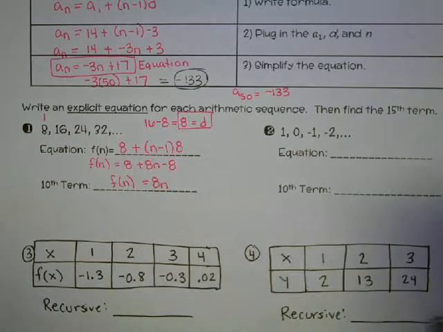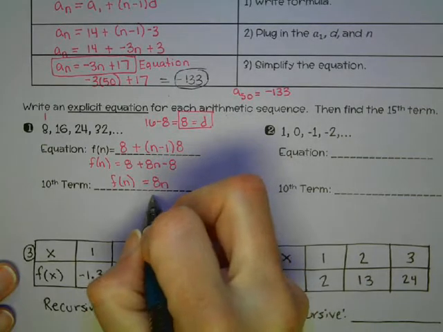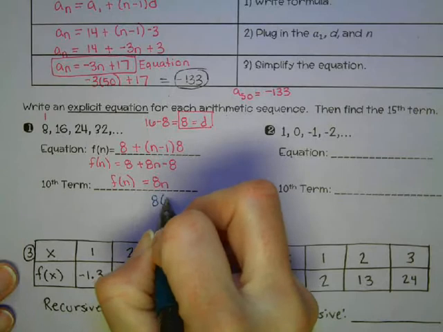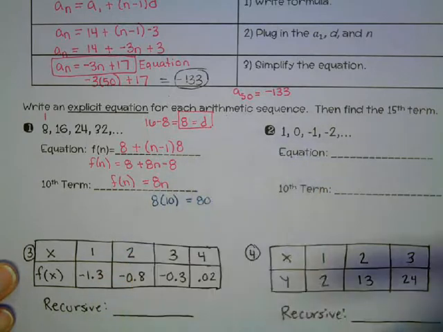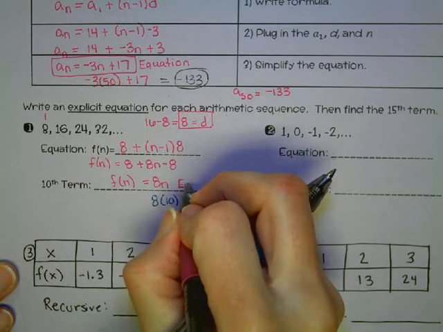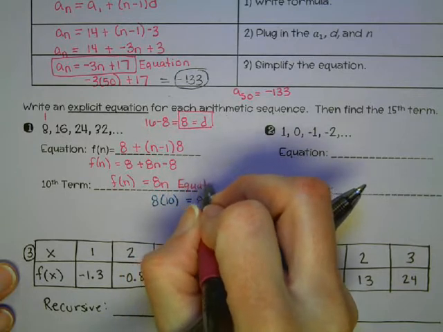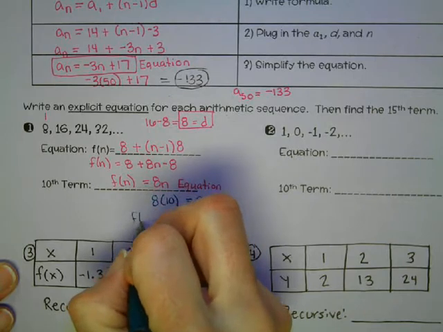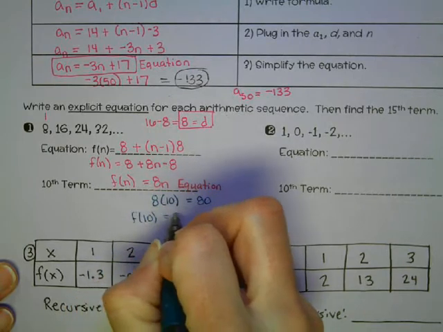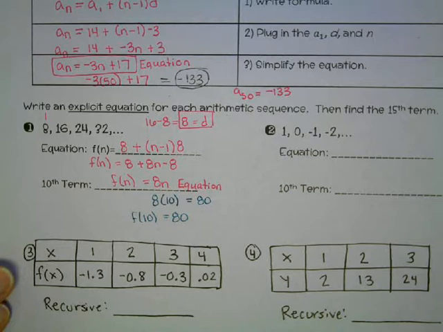Now it says we want to find the 10th term. So the n is the term. So 8 times 10 equals 80. So this line is what I would call my equation. And then you plug in whatever number they give us. So f of 10 equals 80. Okay, if you want to pause the video and try the next one on your own, go for it.